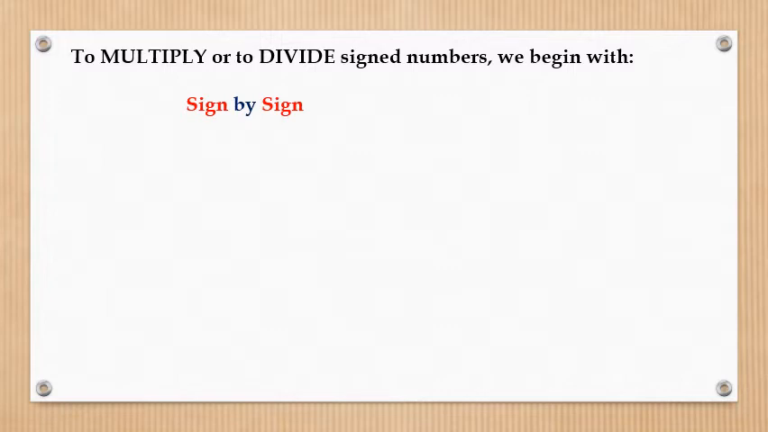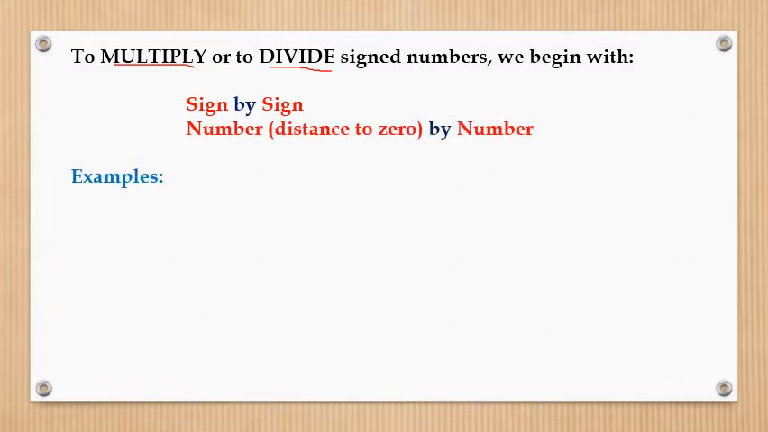Now, the steps to calculate. How can we abbreviate them? To multiply or divide signed numbers, we begin sign by sign, then number by number. For example, plus 2 times minus 3. Start by signs. Plus times minus is a minus.